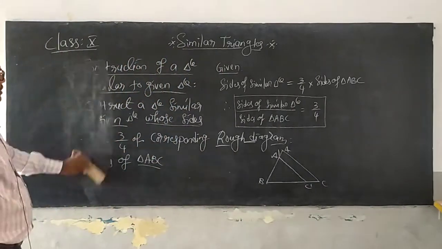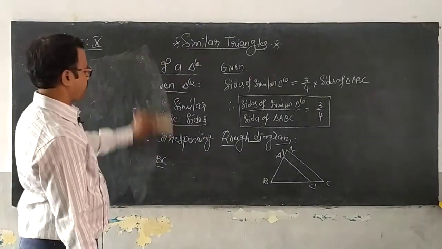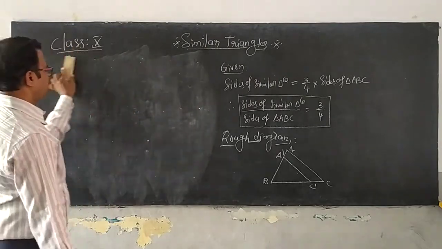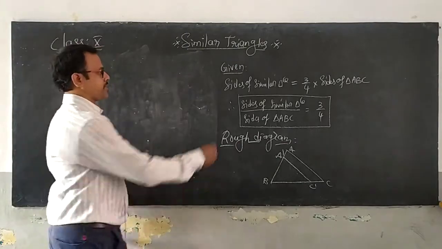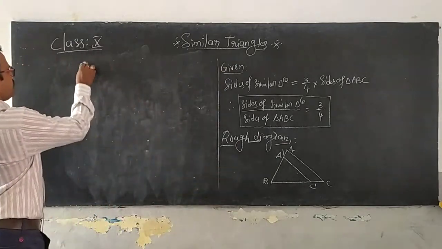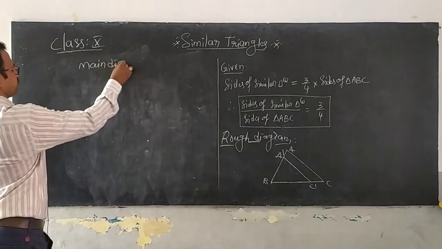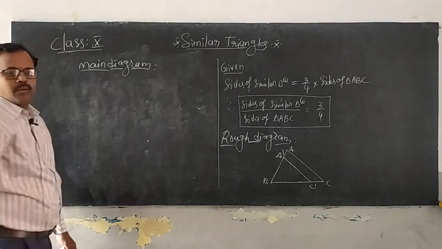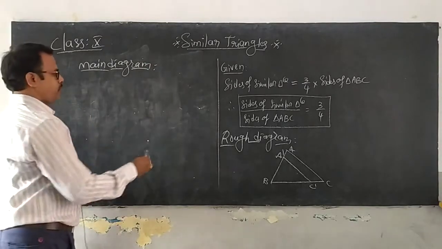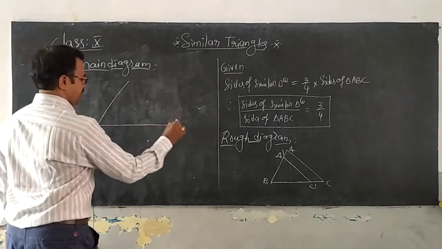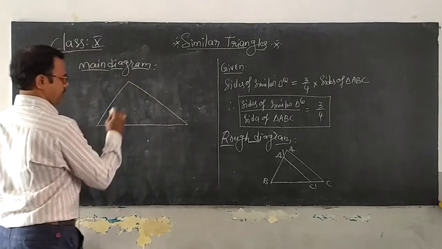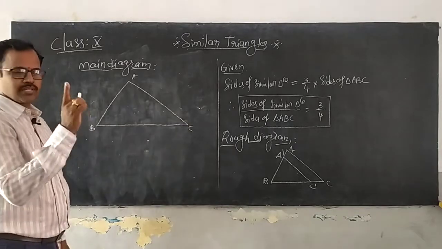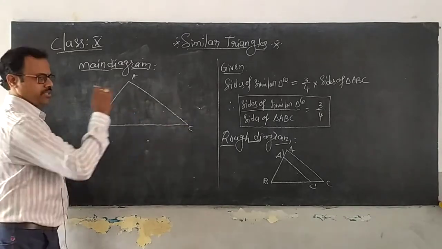As the measurements of triangle ABC are not mentioned, you can take triangle ABC as you wish. If the measurements are given, you have to take those measurements. So now, the main diagram. How to draw? First of all, I draw a triangle ABC. The first step is to construct a triangle ABC.